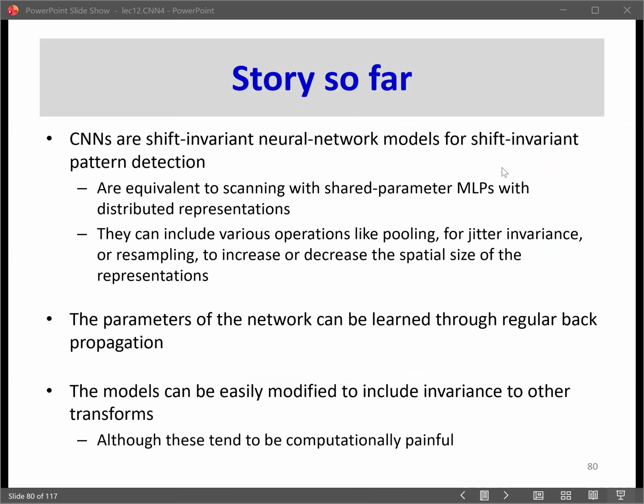Right. So the story so far, I can add this new bullet. The models can be easily modified to include invariance to other transforms, although these tend to be computationally absurd.